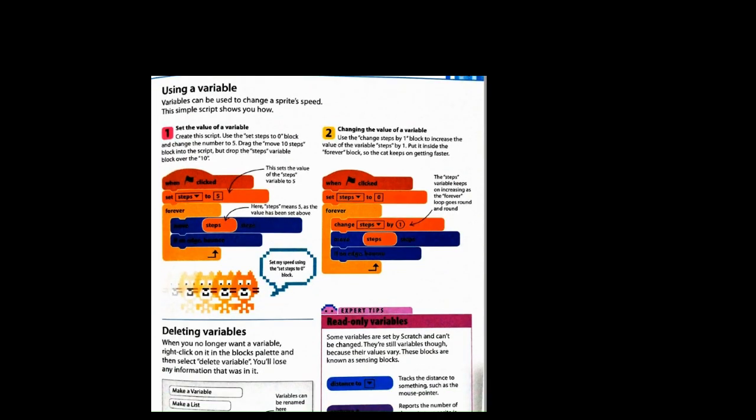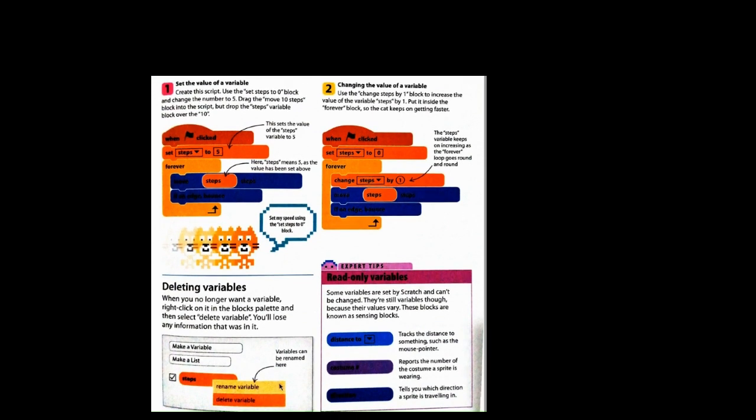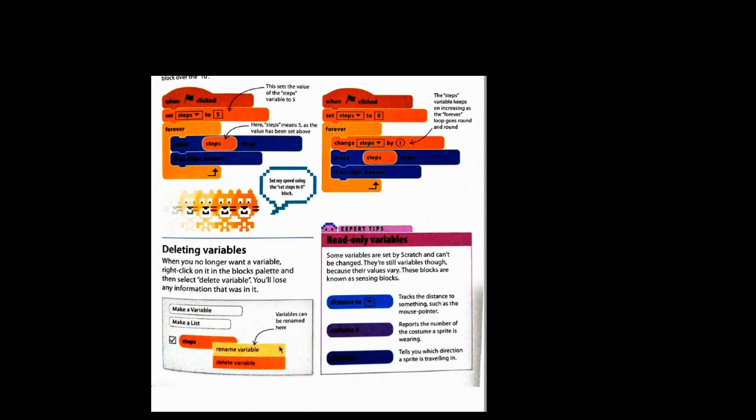Using a variable. Variables can be used to change a sprite's speed. This simple script shows you how. Set the value of a variable. Create this script. Use the set steps to 0 block and change the number to 5. Drag the move 10 steps block into the script, but drop the steps variable block over the 10. This sets the value of the steps variable to 5.